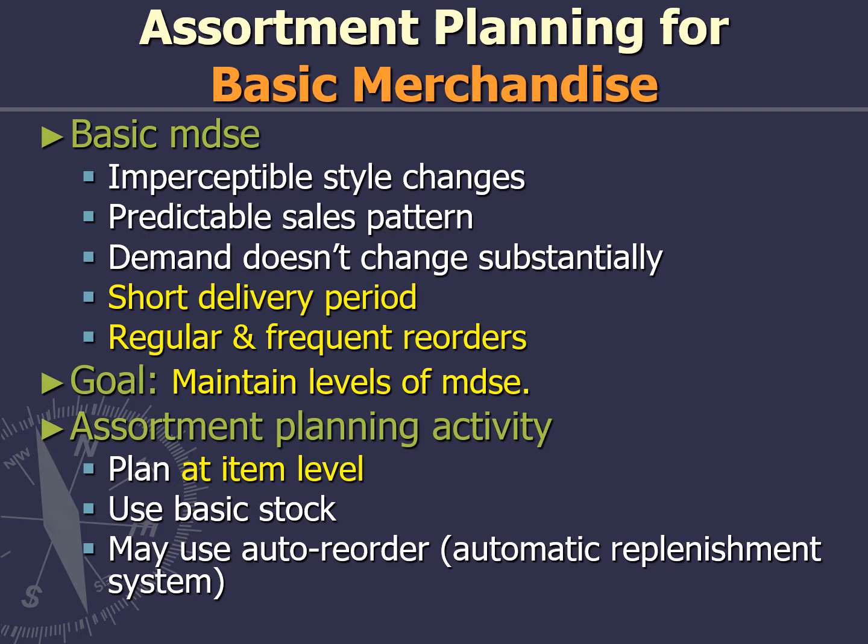So a lot of times for basic merchandise, it's possible to do assortment planning at the actual specific item level, whereas for fashion merchandise, we had to conduct the assortment planning at the item classification level, such as jackets, pants, and coats, etc. So for basic merchandise, you look at that particular item, and for that item, how much is going to be sold in the next few weeks or throughout the season, and you can pretty much expect that the sales are going to be stable.